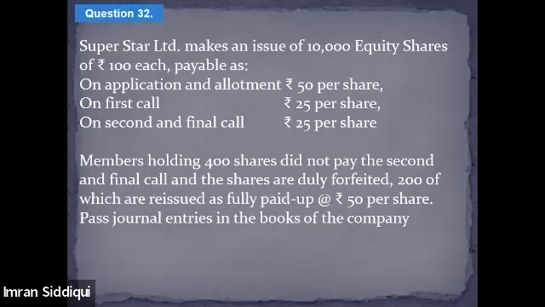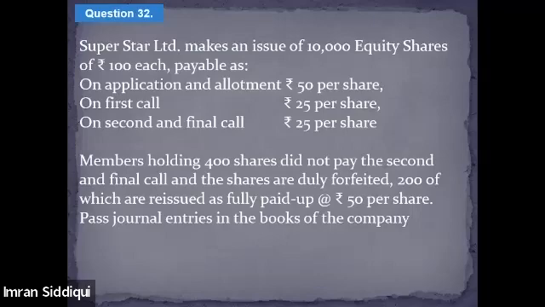But I think you are not considering that 400 shares did not pay the second and final call. So you need to also pass the entry for the calls in arrears. Yes, sir. That means for the 400 shares, we did not receive the final call amount from the 400 shareholders. Considering that on 400 shares we did not receive the final call, we will pass the entry: bank account debit, to second and final call, and to calls in arrears. Okay, sir. Is that clear to you? Okay, so this is the entry for the issue of shares and receipt of application, allotment and first call.